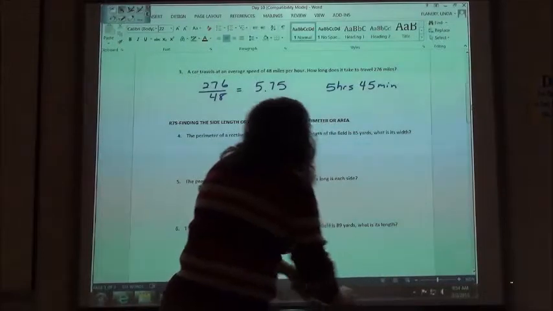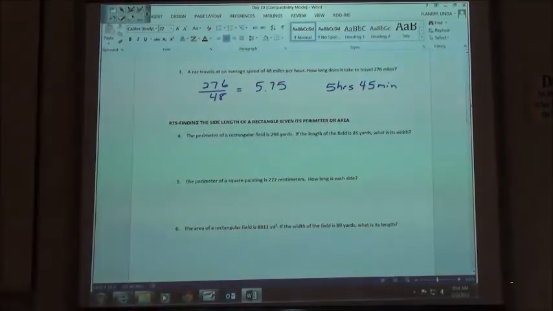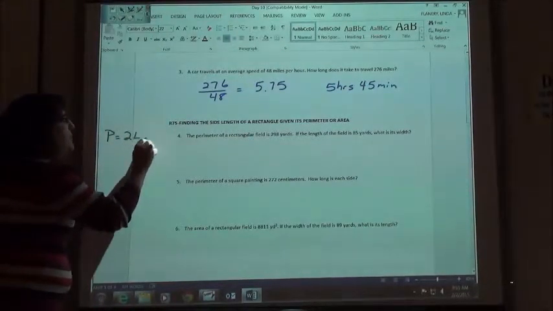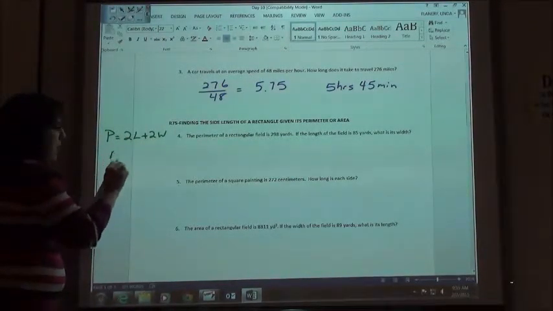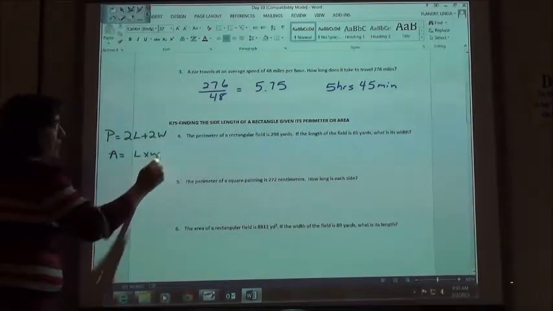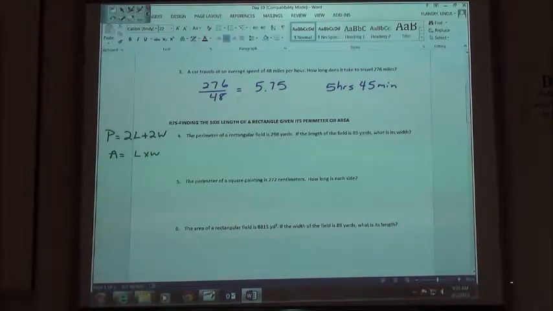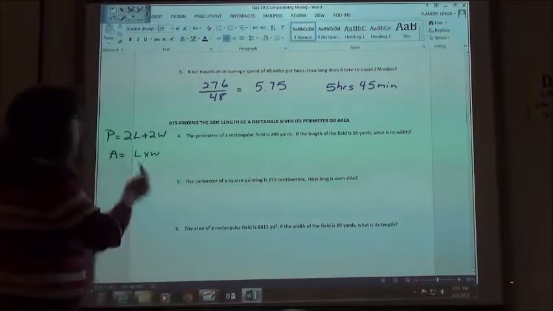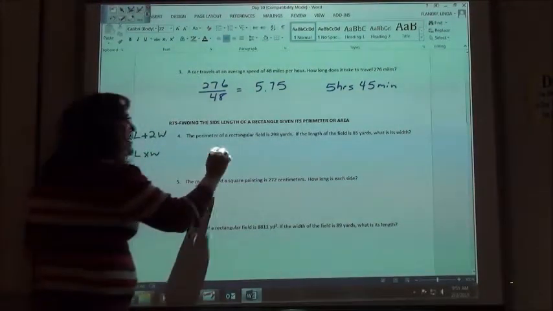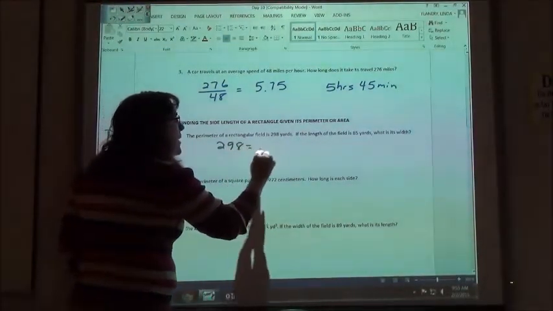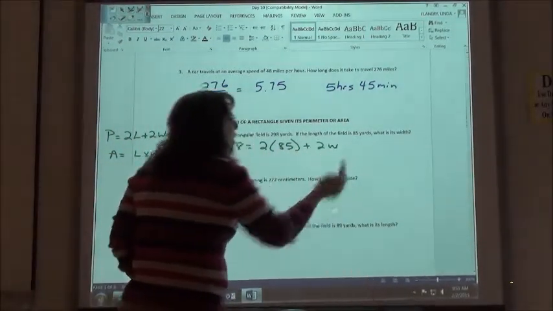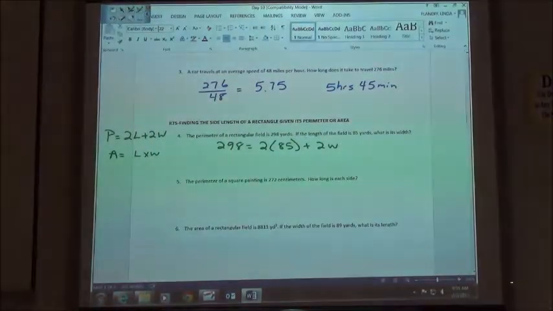The next one, we're getting into all those rectangle problems with perimeter and area. Perimeter, again, the formula, 2 lengths plus 2 widths. Area, my formula, length times width. So the perimeter of my rectangular field is 298 yards. If the length of the field is 85, what is its width? So using my formula for perimeter, 298 yards would equal 2 times my length of 85 plus 2 times my width, which I don't know. And then I'm going to solve that.